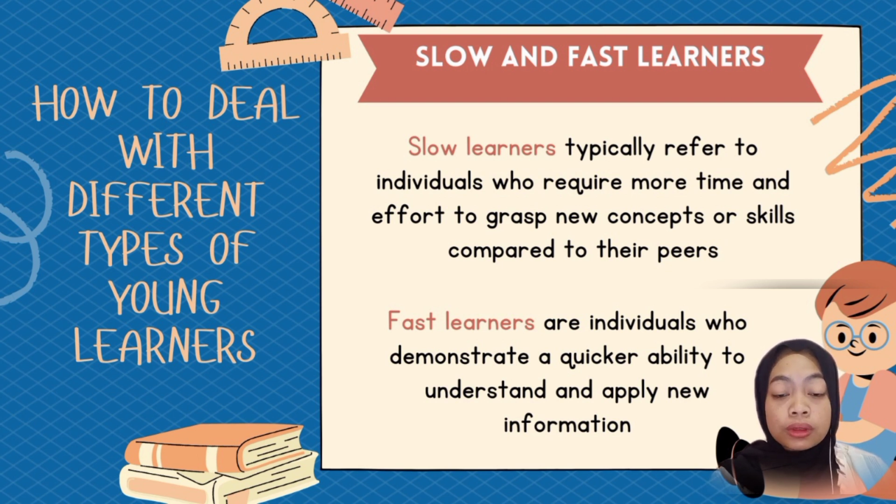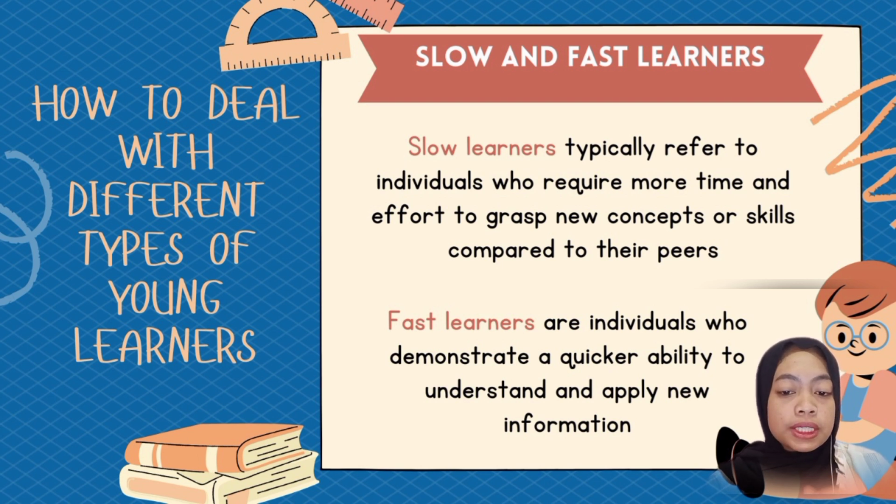So the first type is slow learners, who typically refer to individuals who require more time and effort to grasp a new concept or skill compared to their peers. They may have difficulty processing information, organizing thoughts, or applying knowledge in practical situations. It's crucial to remember that being a slow learner does not indicate a lack of intelligence or potential. Slow learners may possess other strengths and talents that are not necessarily reflected in traditional academic settings.